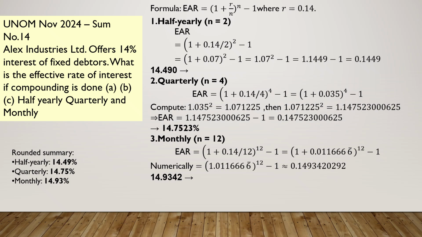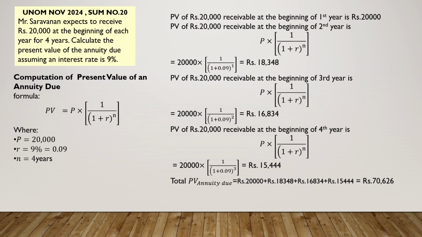If it is half yearly, n is 2. If it is quarterly, n is 4. Monthly, n is 12. If you understand this, we can easily substitute into the formula and find the value. If it is half yearly, the effective rate of interest is 14.49%, quarterly 14.75%, and if it is compounded monthly, then the rate of interest is 14.93%.